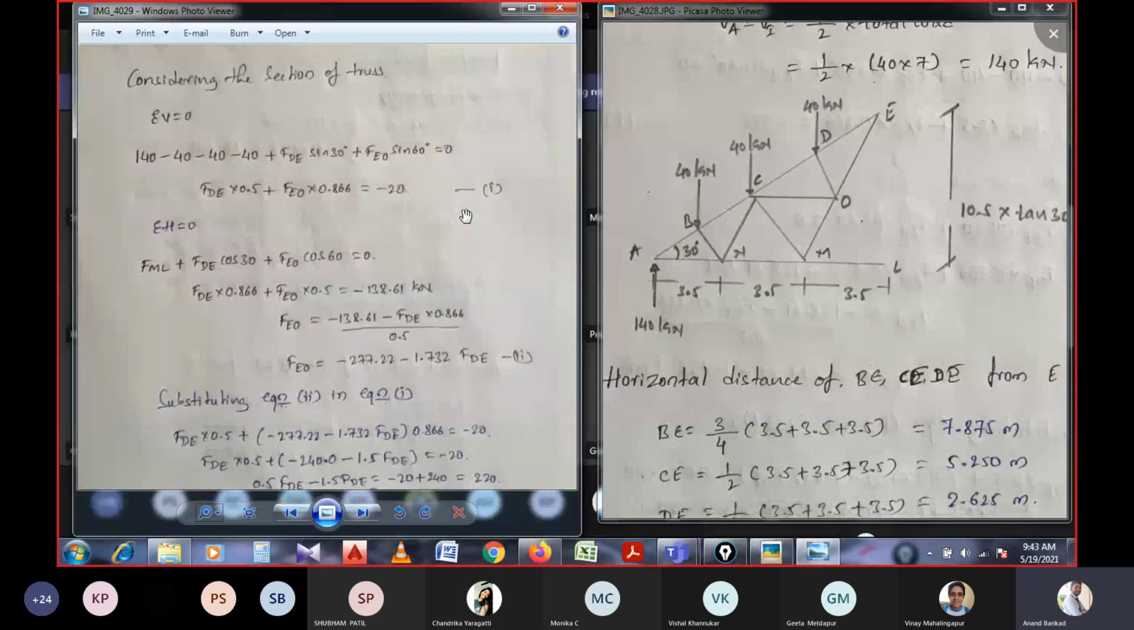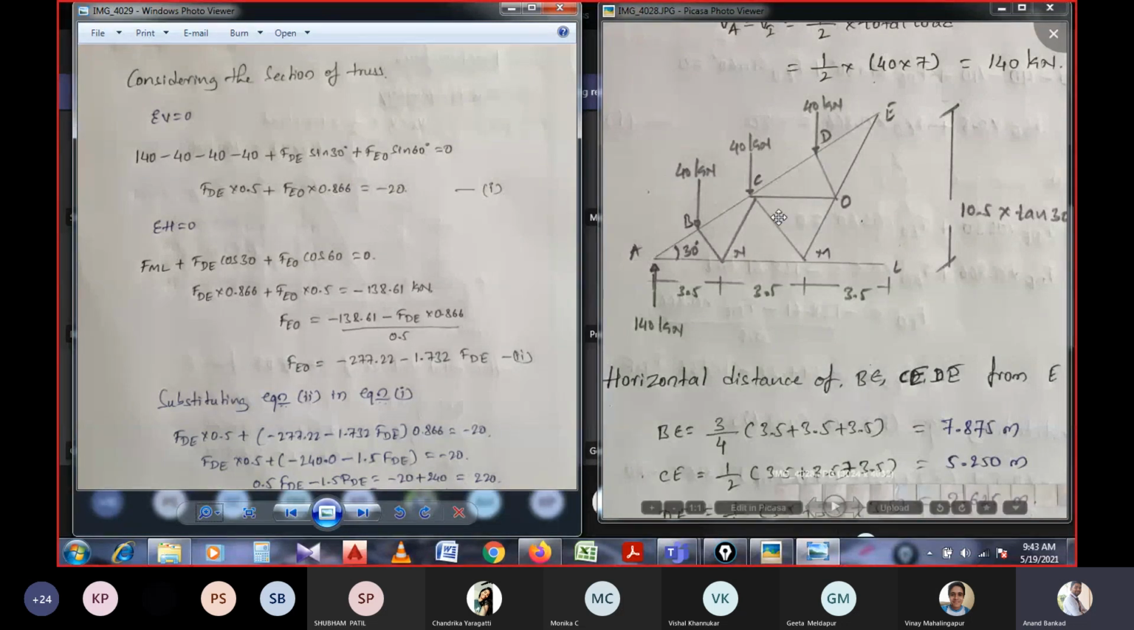Okay. So now after this, if you solve 140 minus 120, that is 4 times 40, that is plus 20. If you take it to the right hand side, that will be minus 20, and the remaining terms are written over here. Sin 30 is 0.5, that is 1 by 2, and sin 60 is 0.866.